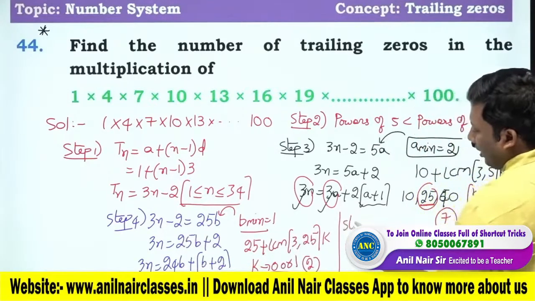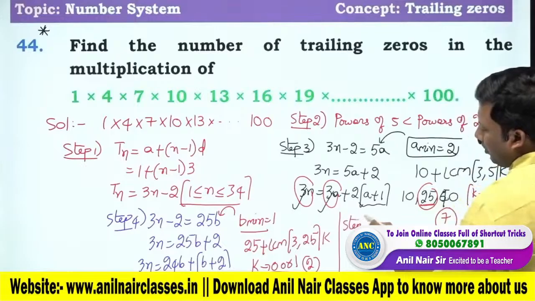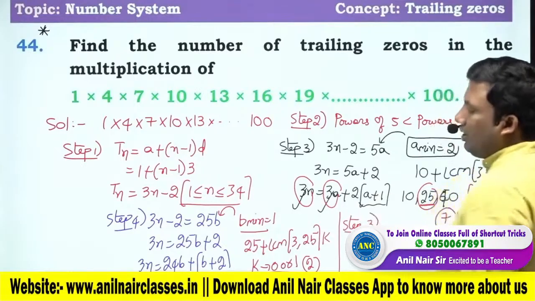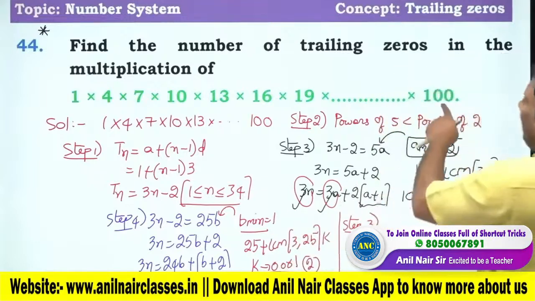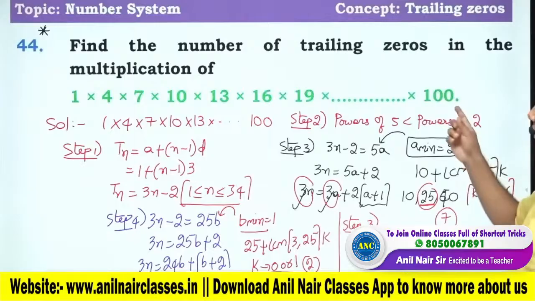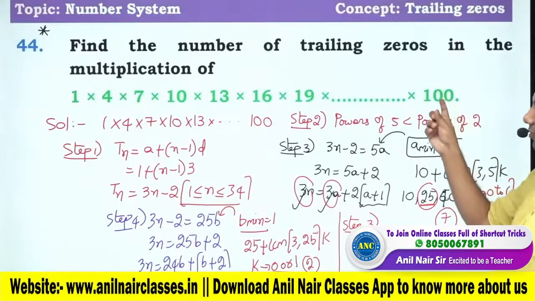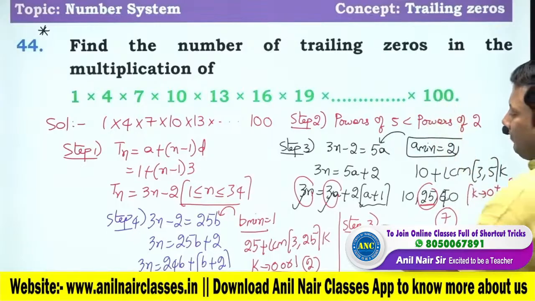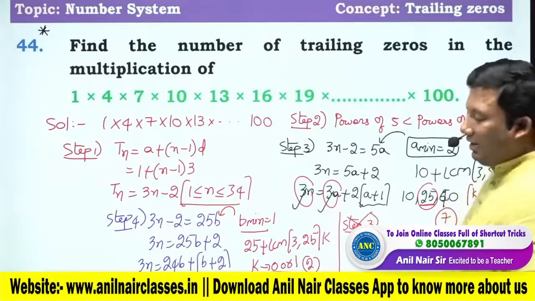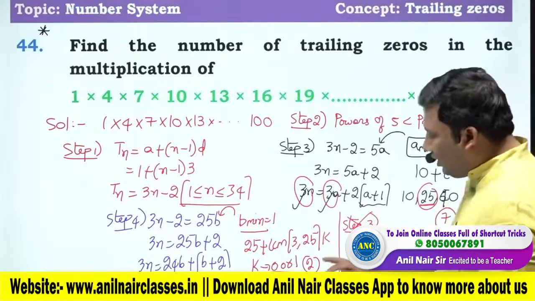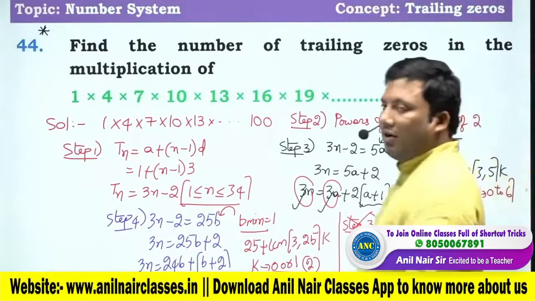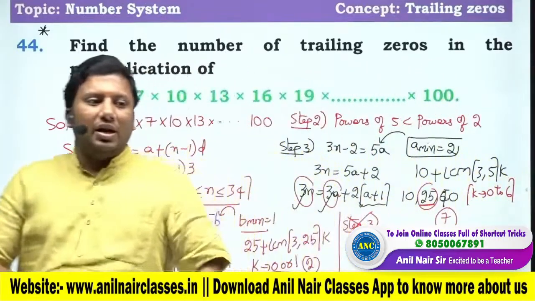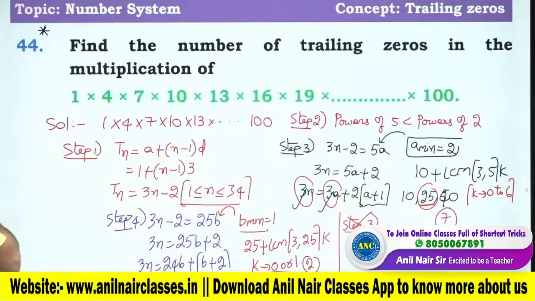Step number 3. What is the next number? 125c. 125 I cannot take. Why? Because it is ending at 100. I hope the idea is clear. So here 7 values, here 2 values. Totally 9 zeros will be there at the end. I hope this idea is clear.